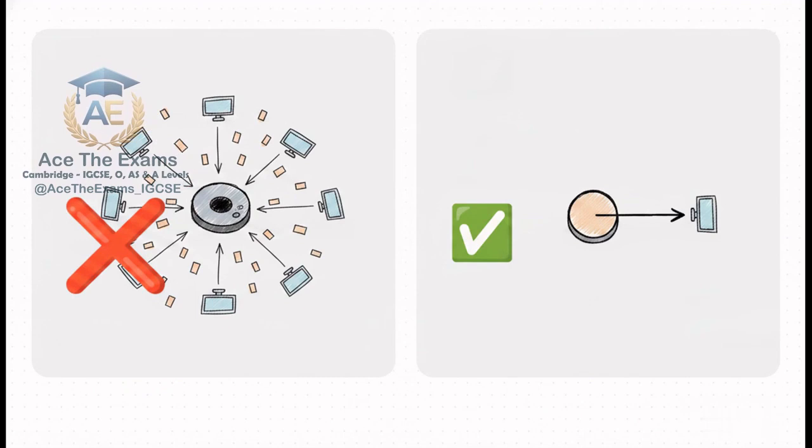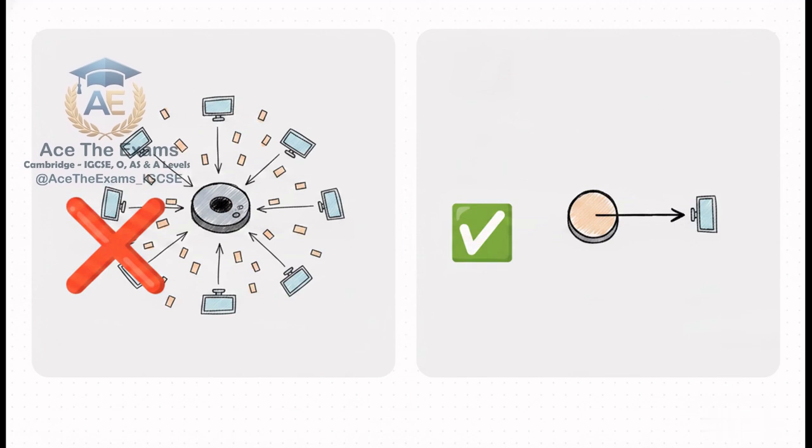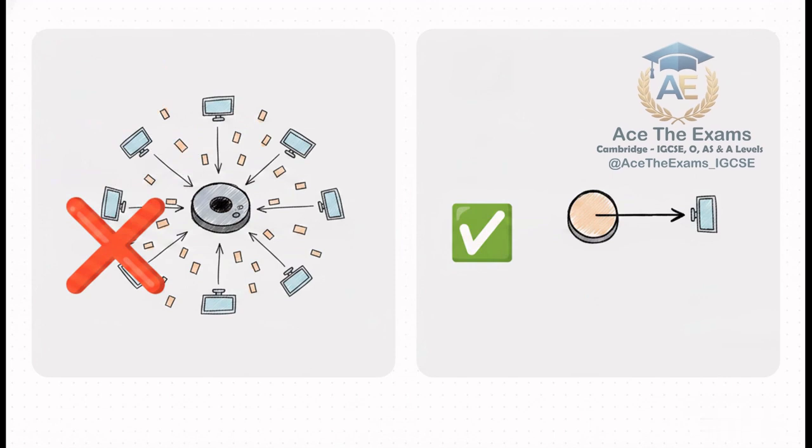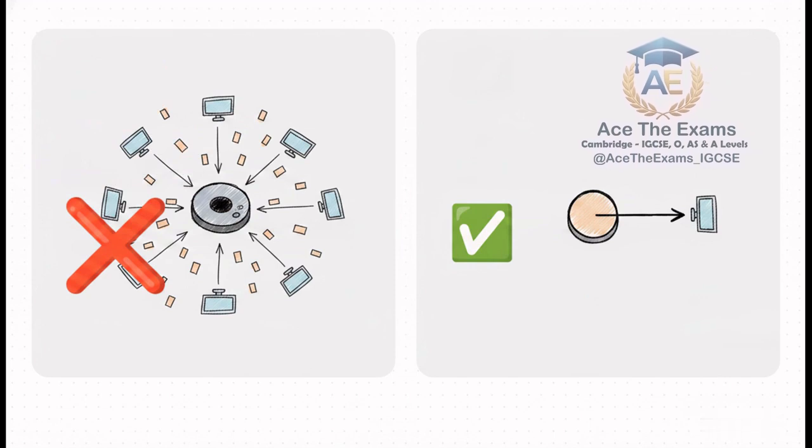Notice the weak answer on the left. A hub connects computers. I mean, sure, it sounds true, right? But to an examiner, it's vague, it's generic, and it scores exactly 0 marks. Because it doesn't prove you actually understand the underlying computer science.